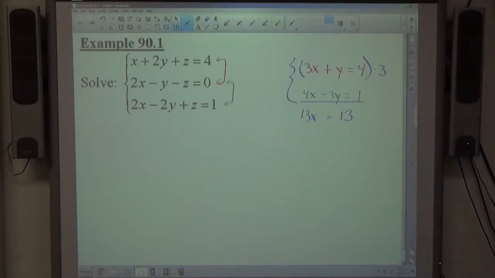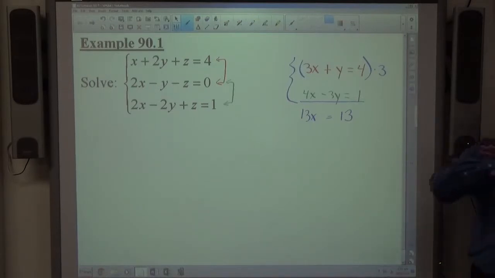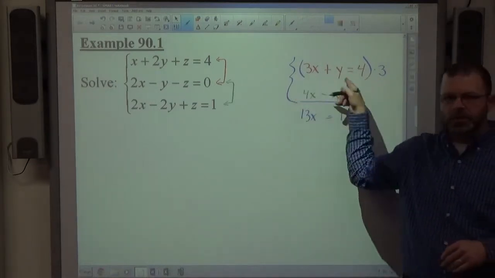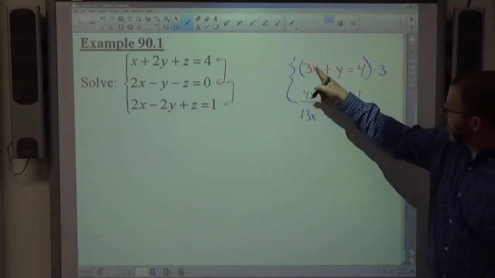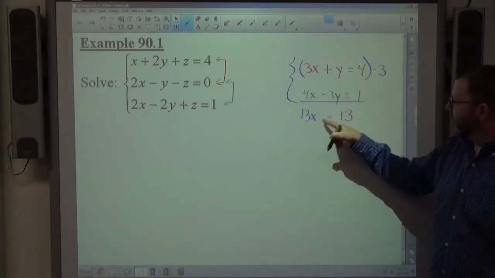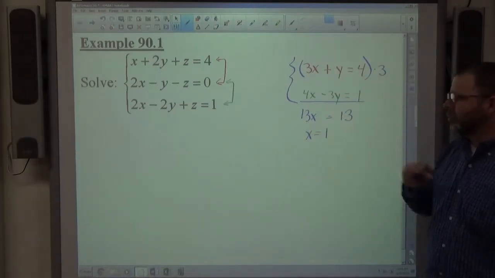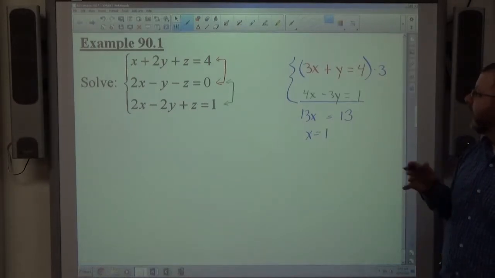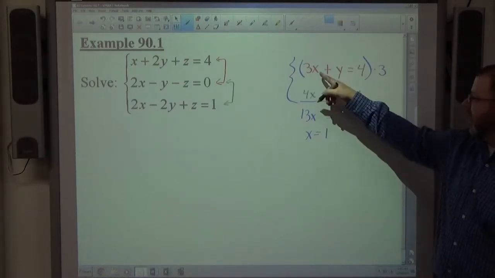That is legal. I'm doing everything I'm supposed to do. I'm just not writing down the step where I actually create this new expression. All right? 9x plus 4x, 3y minus 3y, 12 plus 1. And if 13x equals 13, that means x equals 1. Once I know that x equals 1, I go back to any equation that has x and y in it.